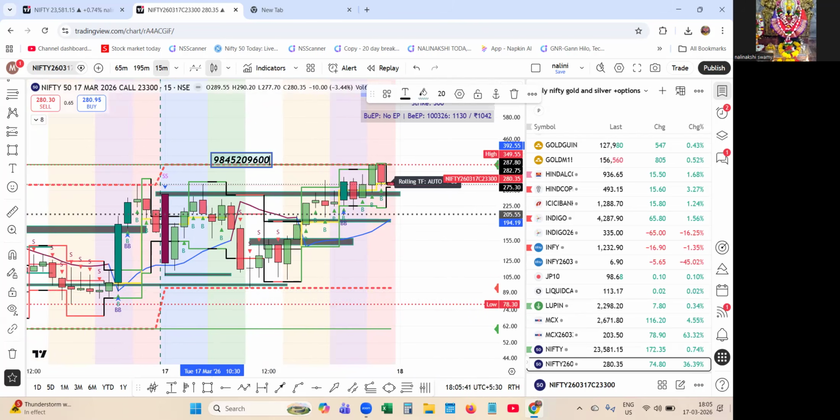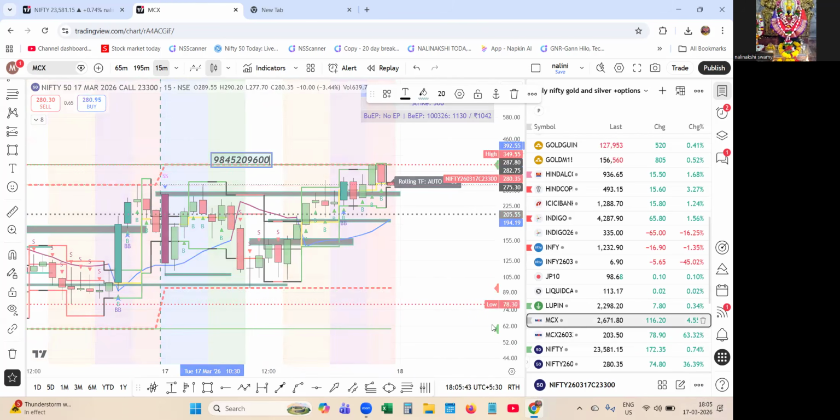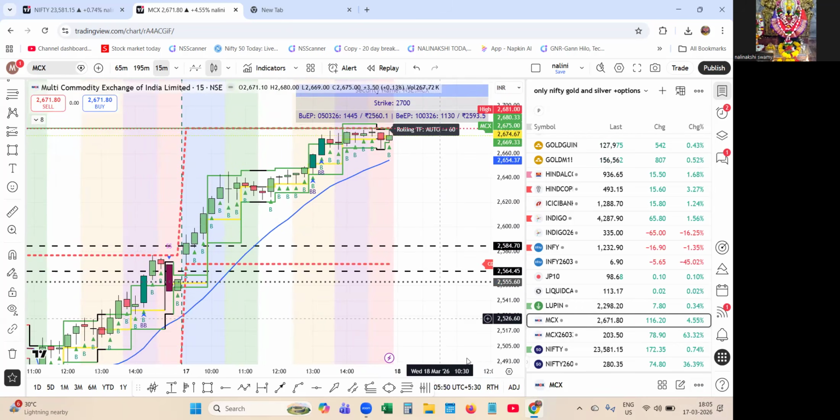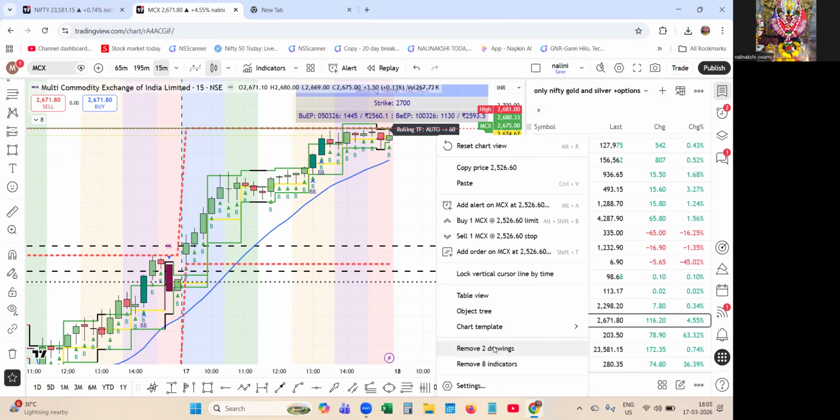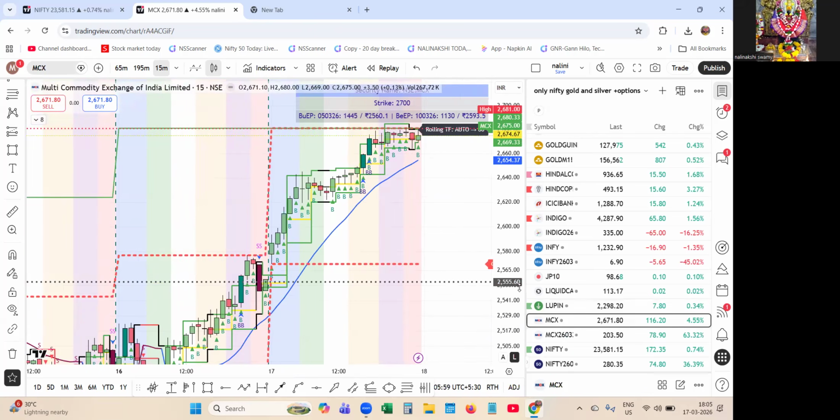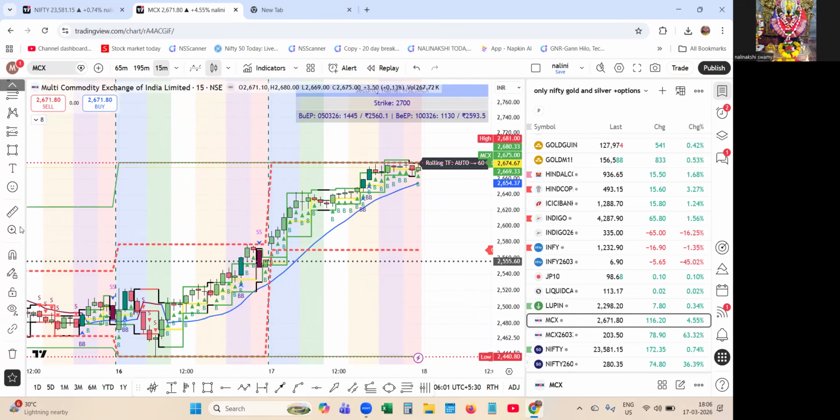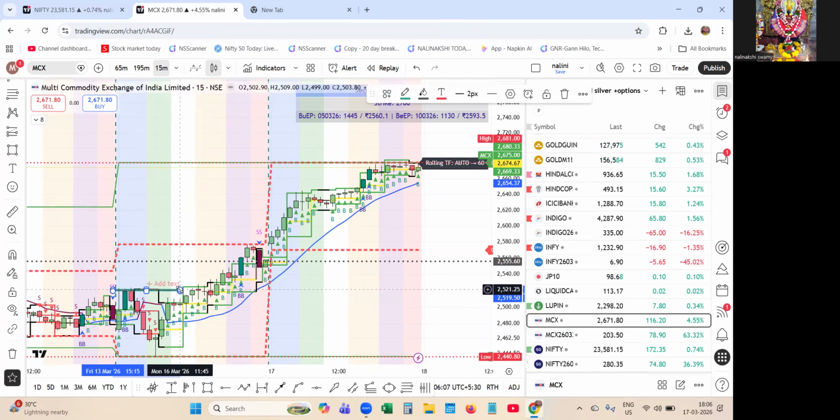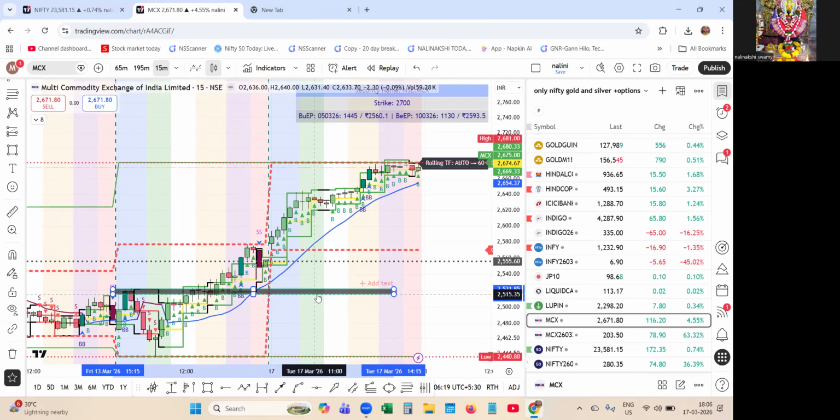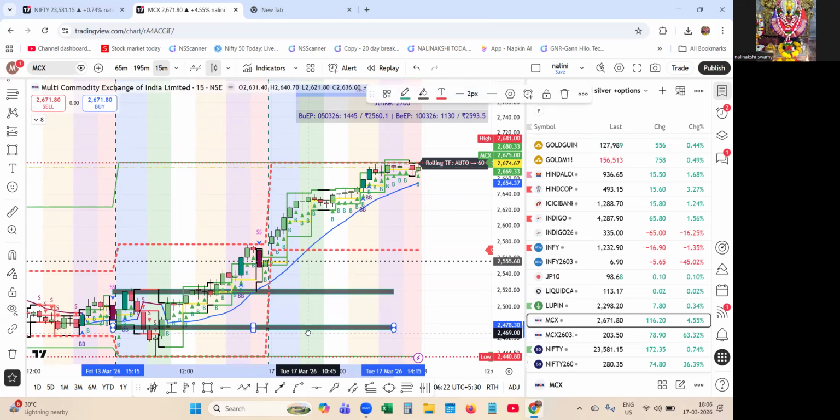Stocks in advance. Let us check MCX. MCX was in my radar. You can see, let me remove the drawing. Let us mark step by step the previous day's first hour. First hour high, and this is the reference point. First hour high and first hour low. So when the market has closed above this, that is a breakout.